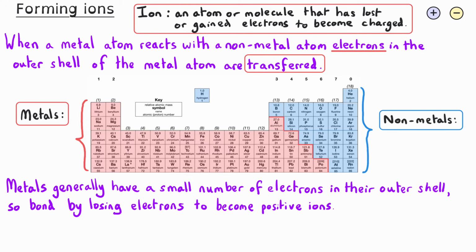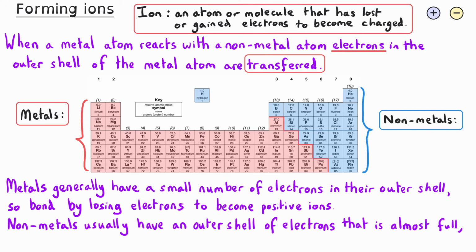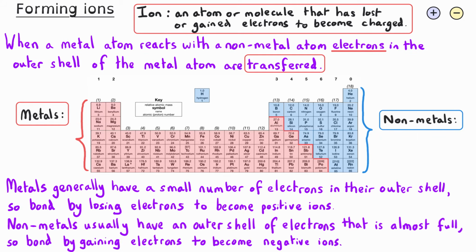Non-metals, which are found on the top and on the right-hand side of the periodic table, have an outer shell of electrons that is almost full. And so they form bonds to fill their outer shell of electrons by gaining negative electrons. And so they become negatively charged non-metal ions.